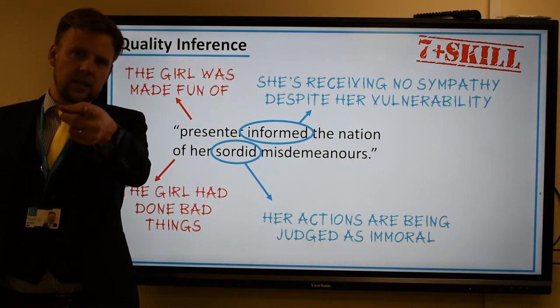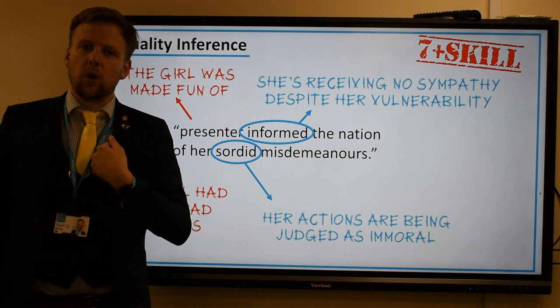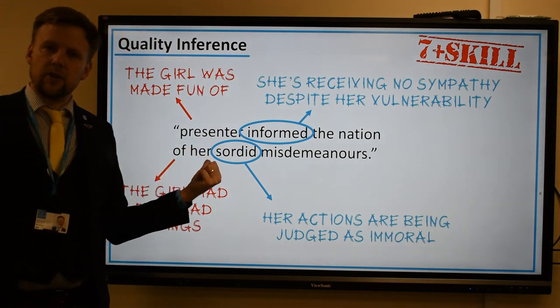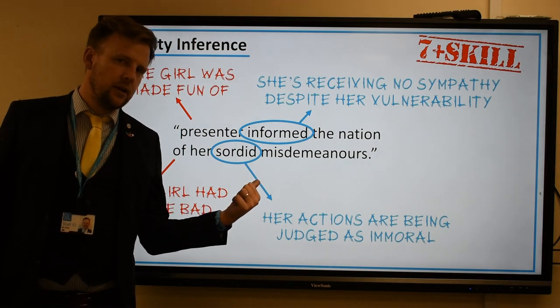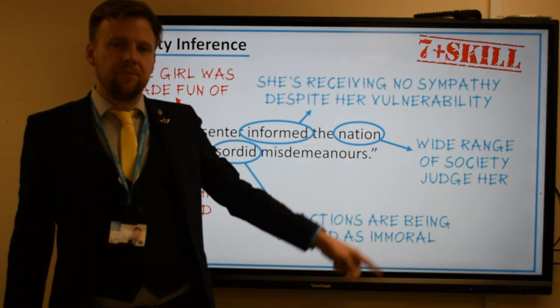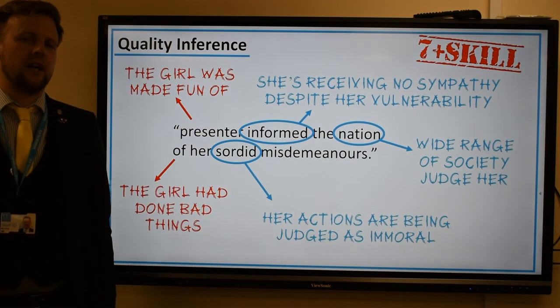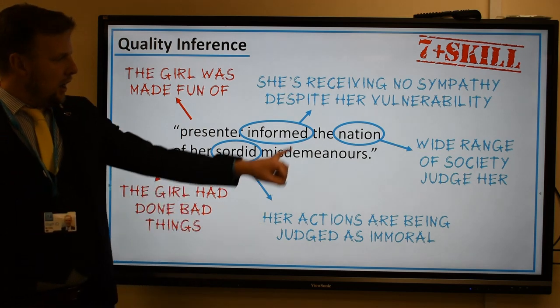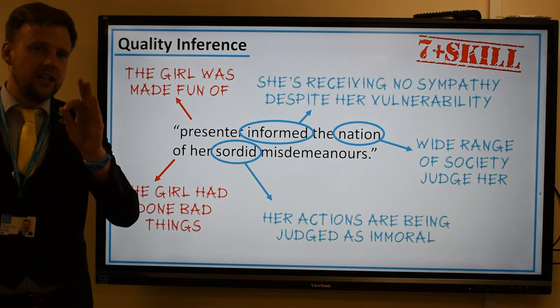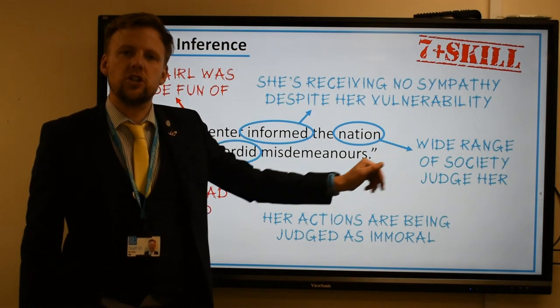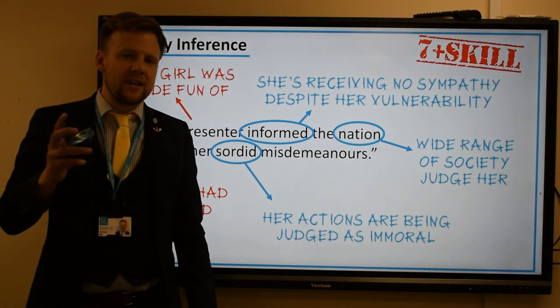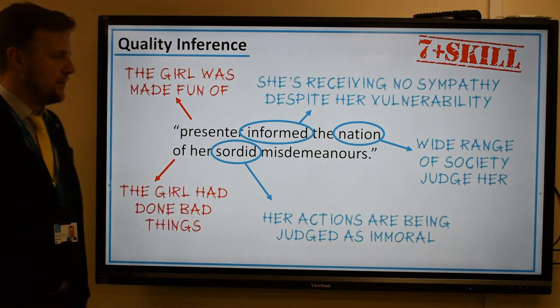What you think is sordid is different to what I would think was sordid. This girl's anorexic. Not everyone would think that's a sordid, immoral thing to be. Finally, we've got our nation. So there's a wide range of society which is questioning her. These points are, even individually, far better than these, but imagine if they were layered 1, 2, 3 on top of each other. No examiner is going to say that's not perceptive detail.